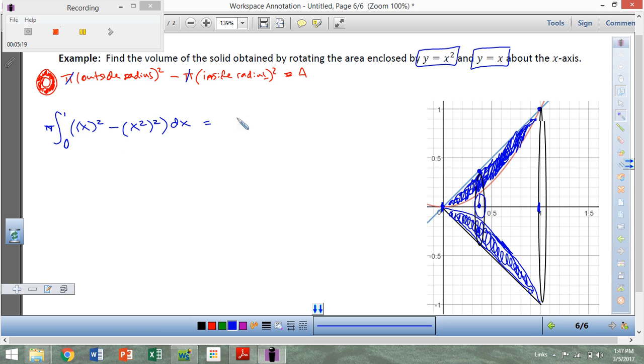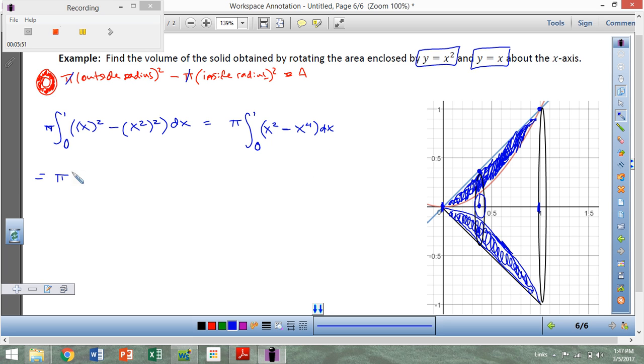And that's how you set that up, and then it just comes down to simplifying and integrating and evaluating at that point. So x squared, let me get rid of that. X squared, so it'll just be x squared, and then x squared squared, I want to multiply those exponents, which should give me x to the 4th, and then dx, and we're ready to integrate.